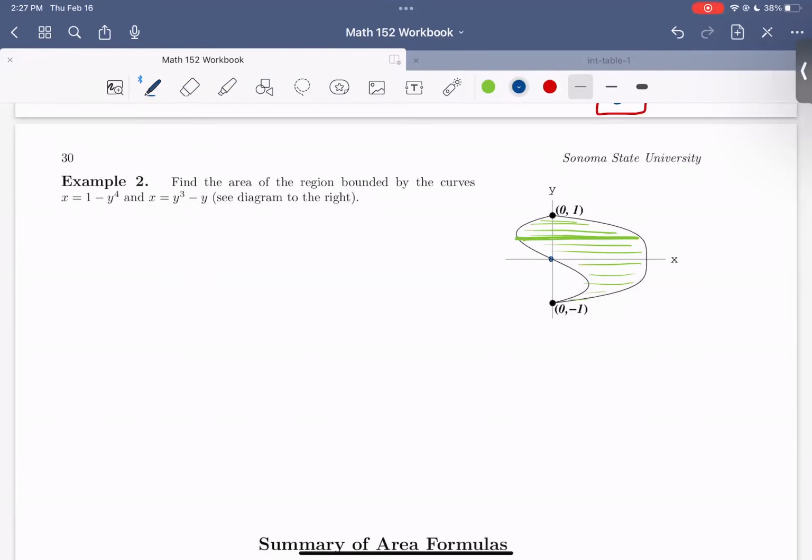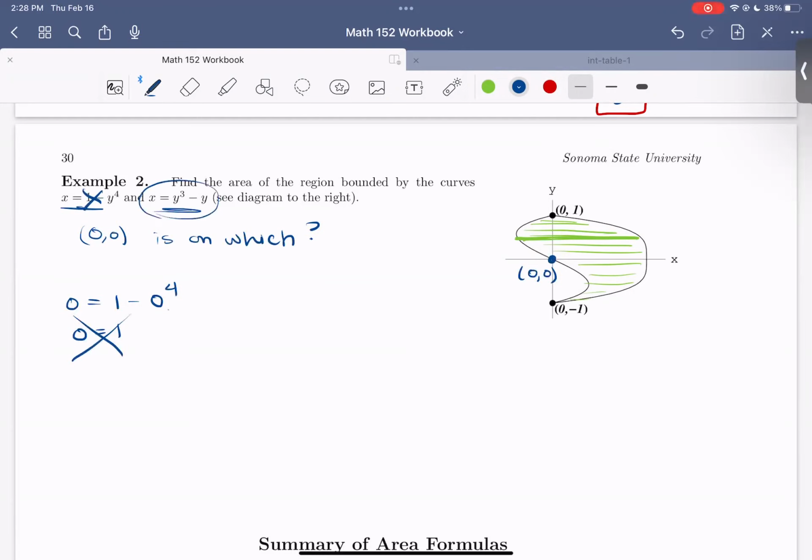Well, we could just pick a point on our curve. Here, 0, 0 is on my curve. Which of these functions contains 0, 0? We can just check. I'll plug in 0 for x and 0 for y. Is 0 equal to 1 minus 0? Nope. So that means the curve 1 minus y to the fourth does not contain 0, 0.